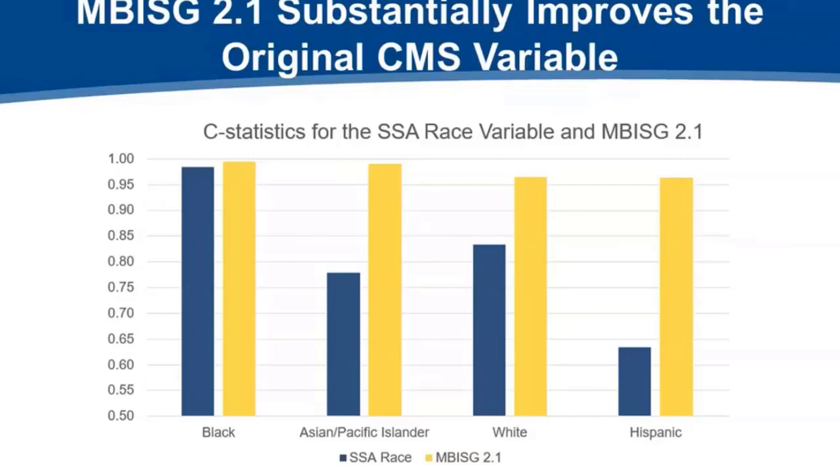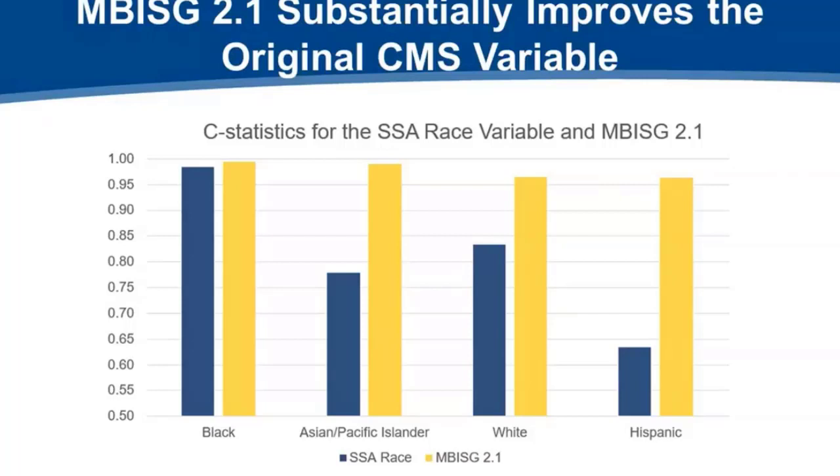So here is just an illustration of the accuracy that you get using the MBISG, which is the yellow bars, and the original Social Security variable, which is the blue bars. And this is what's called a concordance statistic, where 0.5 at the bottom means chance, and 1 at the top means it's perfect. Generally speaking, 0.7 is considered acceptable, 0.8 is considered good, and 0.9 is considered excellent. So you can see that by itself, the original variable is excellent for black versus not black. It's good for white versus not white. It's acceptable for API versus not, and it's not even that for Hispanic versus not.